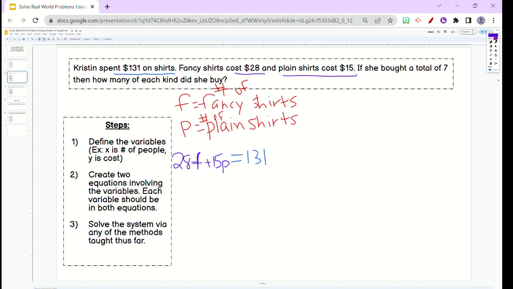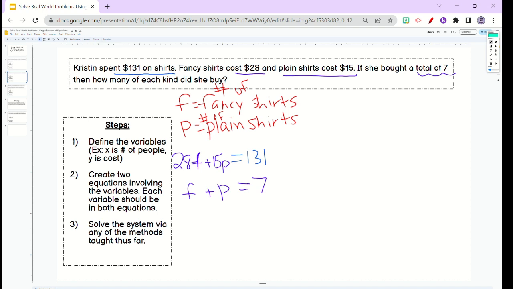The next equation is a little bit tricky. We know that she bought a total of 7 shirts, right? So we're making it equal to 7. So we're saying that the number of fancy shirts plus the number of plain shirts is equal to 7. We don't know the number of fancy or plain shirts that she bought, so we are just writing F plus P because that is the number of fancy shirts and number of plain shirts. We don't know what they are. We do know that they total to 7.